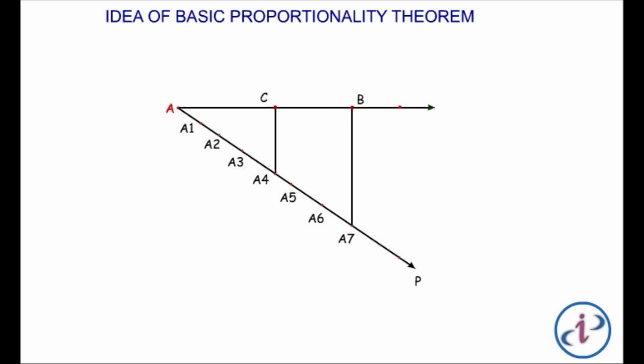Measure the line segment AC. It is equal to 4 centimeters. Measure the line segment CB. It is equal to 3 centimeters. Therefore, the ratio AC to CB is 4:3.